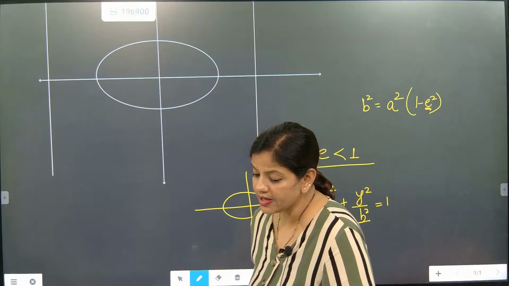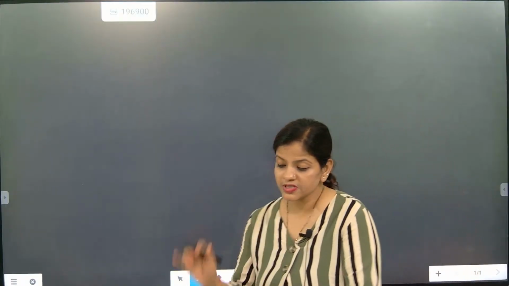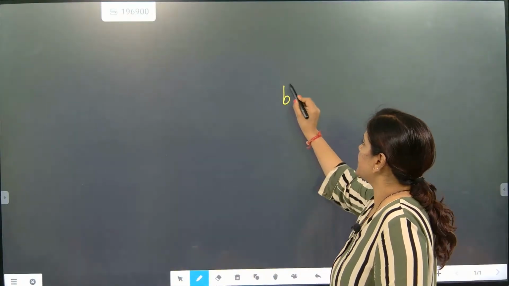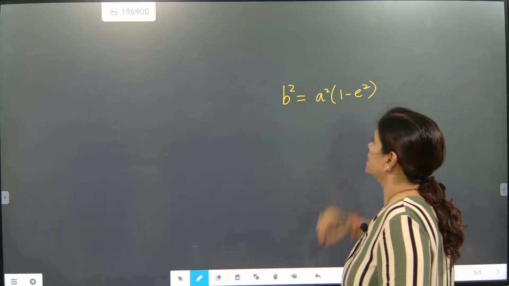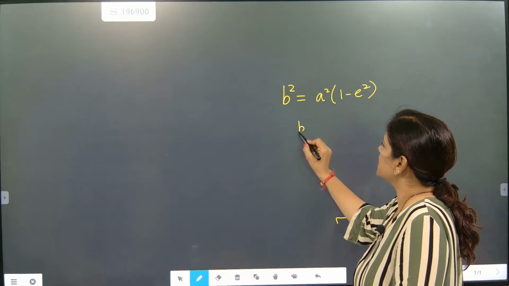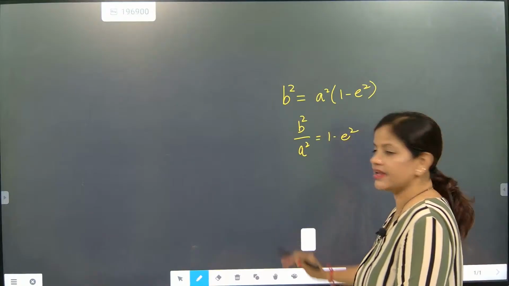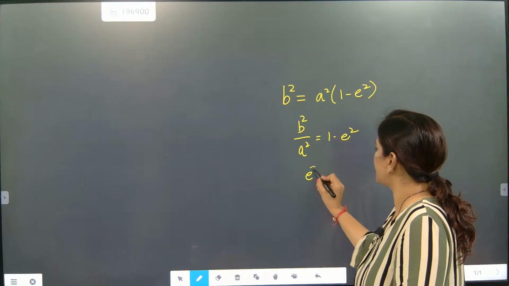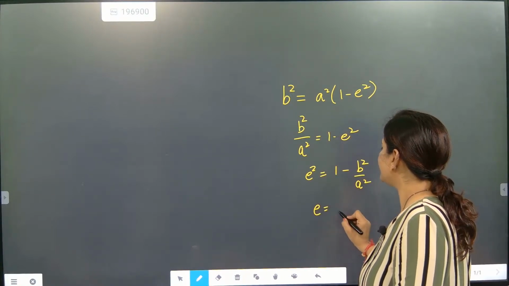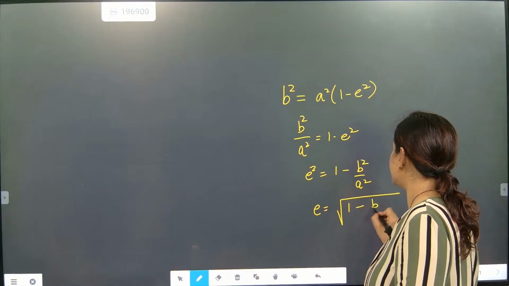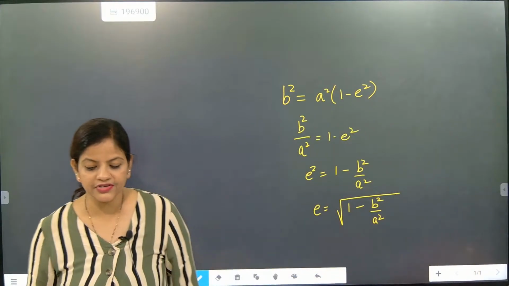Got it? So now beta, you need to be very, very careful before going to the next part. Now look here beta, I am going to explain some things. When b square is equal to a square times (1 minus e square), first we multiply, so b square by a square is equal to 1 minus e square. Now we will shift: e square is equal to 1 minus b square by a square. So this is the formula for eccentricity.